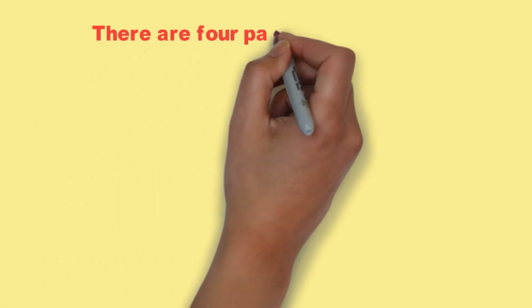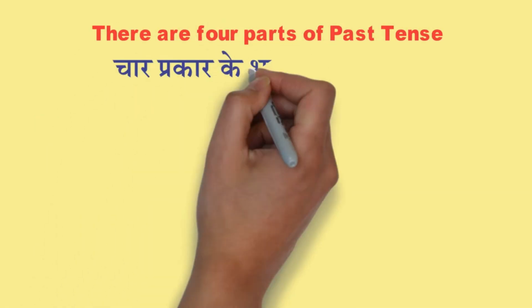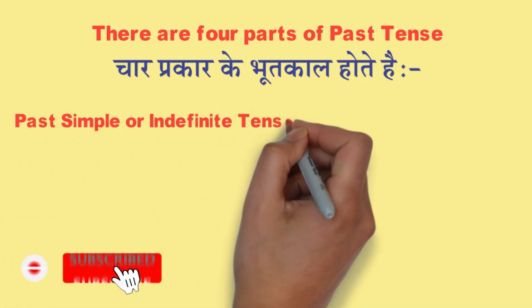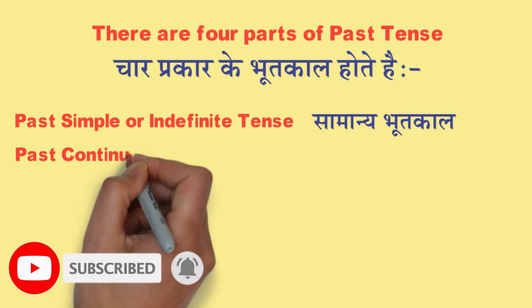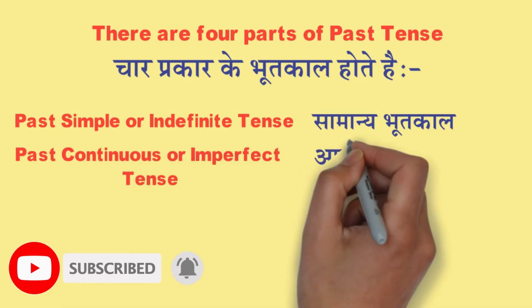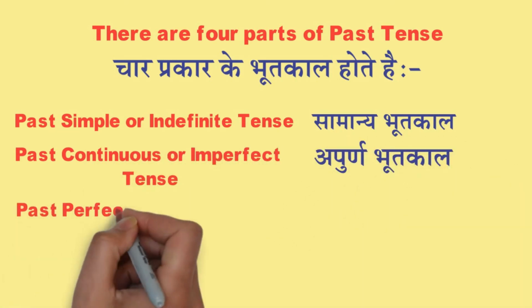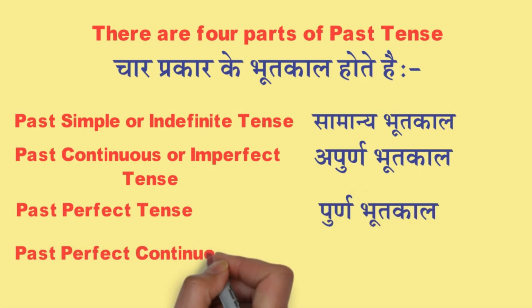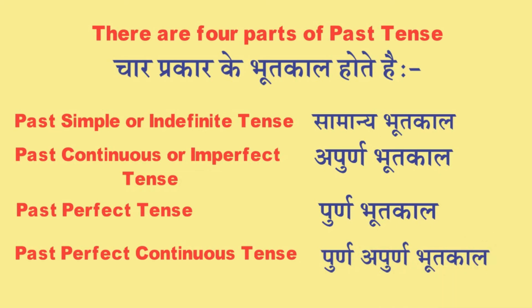There are 4 parts of past tense. 4 प्रकार के भूतकाल होते हैं. Past simple और indefinite tense, सामान्य भूतकाल. Past continuous और imperfect tense, अपूर्ण भूतकाल. Past perfect tense, पूर्ण भूतकाल. Past perfect continuous tense, पूर्ण अपूर्ण भूतकाल.